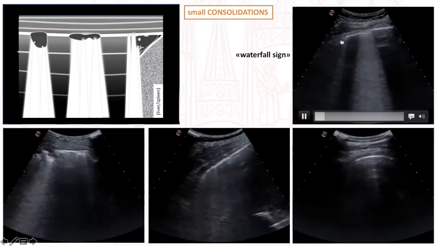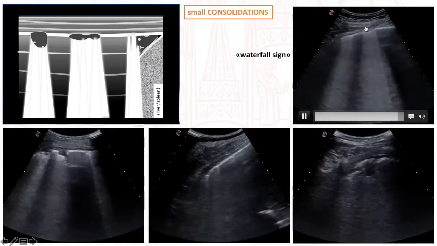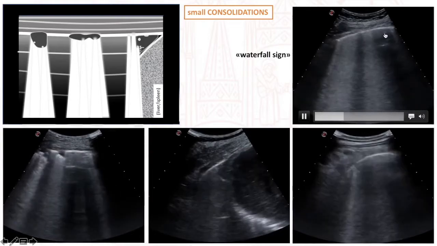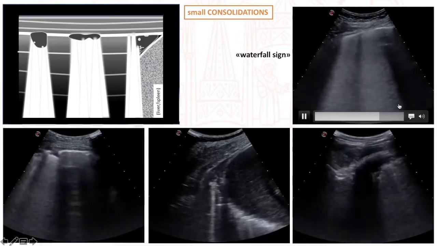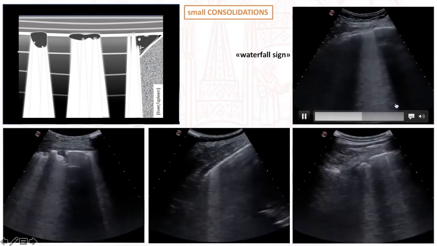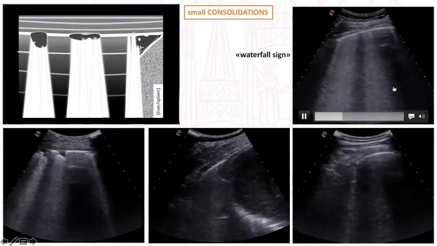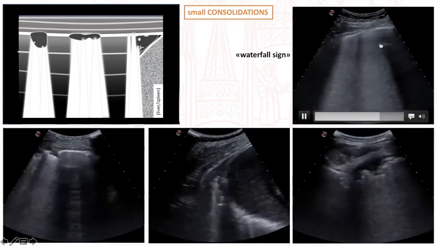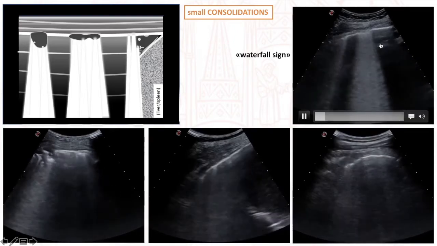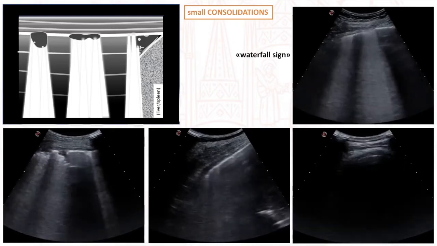And this is the so-called waterfall sign that was reported by some Chinese authors. It means that there are very sharp B lines arising from a little subpleural consolidation in a very sharp way, like beams. This is quite a specific sign for the disease.